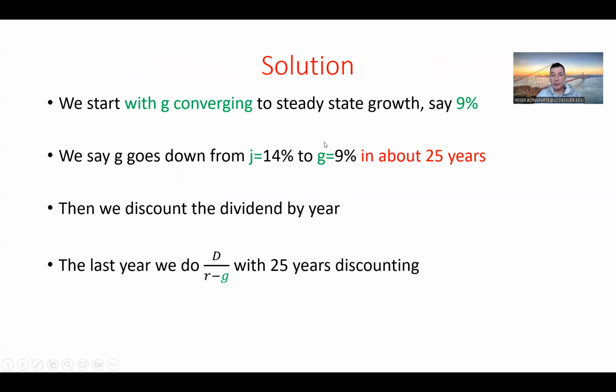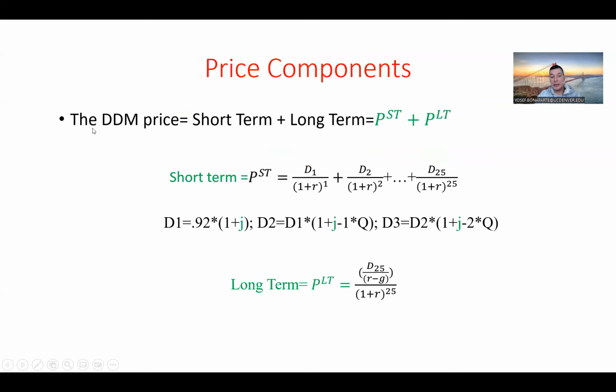The way we're going to do it, say whatever the growth of the dividend is now, eventually we're going to grow to, let's assume the steady state dividend growth is 9%. So if it's 14, we go down from 14 to 9 in about 25 years. I assume that; you can assume 20 also. Then we discount the dividend by year, and in the last year, 25, we do D divided by R minus G. Basically, the DDM price equals short term plus long term: the price in the short term plus the price of the long term.